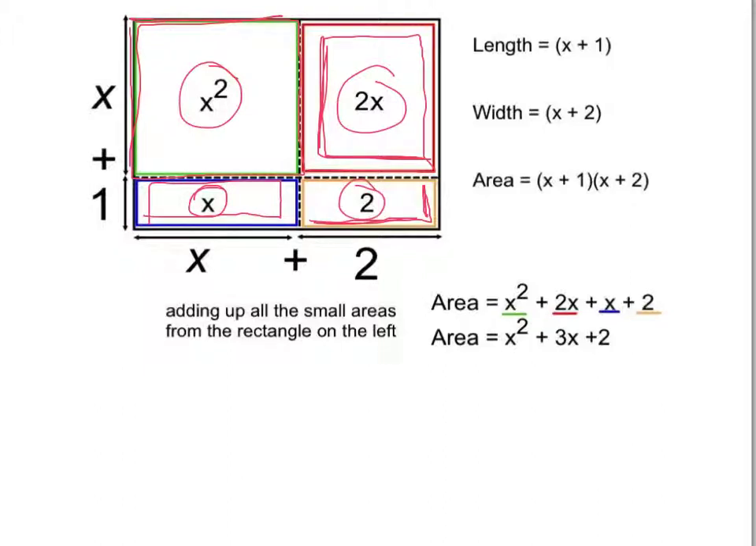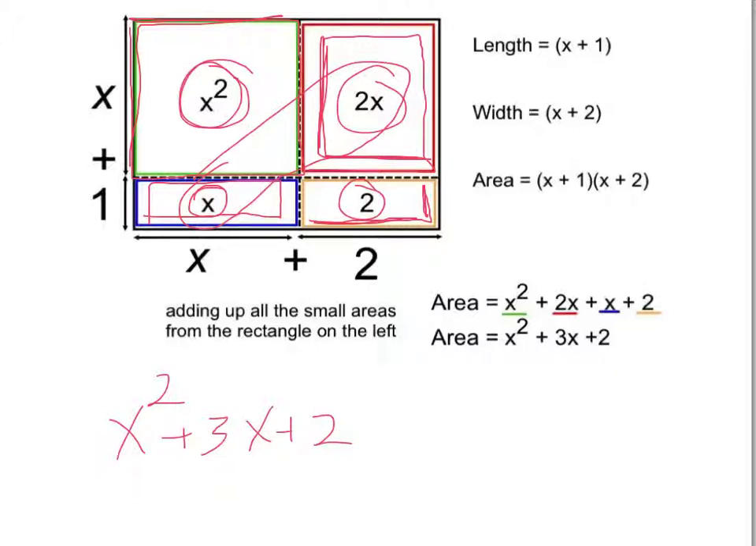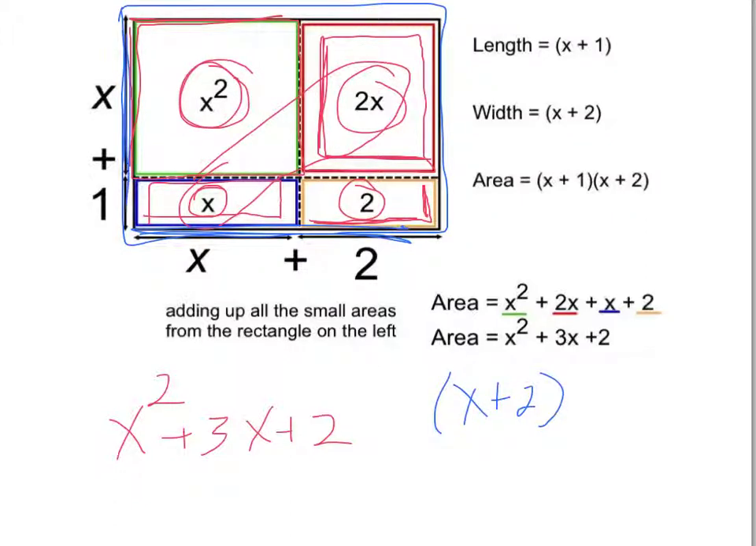So the area would be the sum of all of these. Now we combine like terms when we can. So we have our x squared. We have an x plus a 2x, that's going to be plus 3x, and then plus 2. Now this should be the same as if we think about the area of the larger figure, that is, if we have this whole area here. So we can think length x plus 2, width x plus 1. So the question is, are these things actually the same?